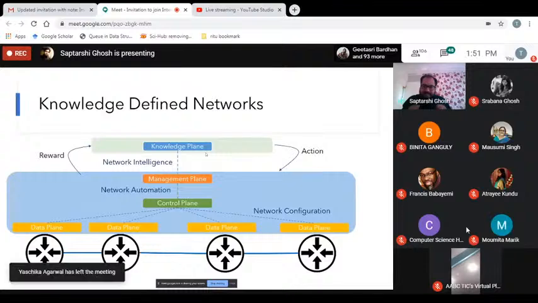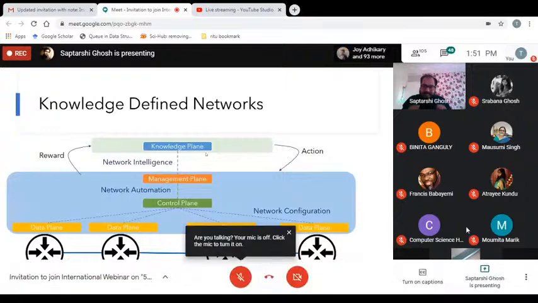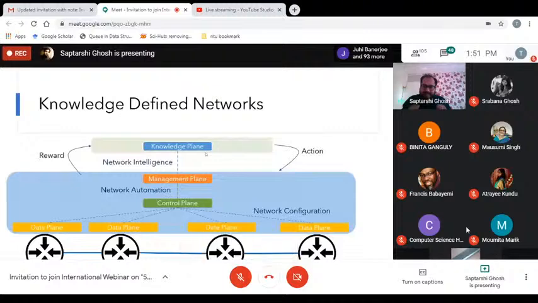Now that action is going to change the environment, and the change can be positive or negative. If the change is positive, that's good, right? So you get a reward. If the change is negative, you get a penalty. With the penalty, you learn, okay, the way I decided was wrong, so I have to rethink. And using that over time, this knowledge plane will understand how the network behaves. One example of that is routing.